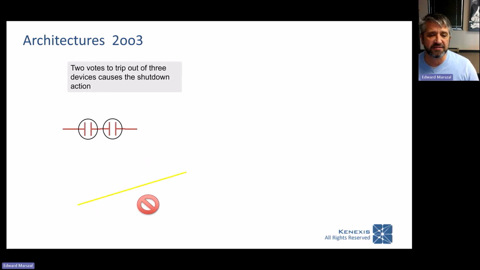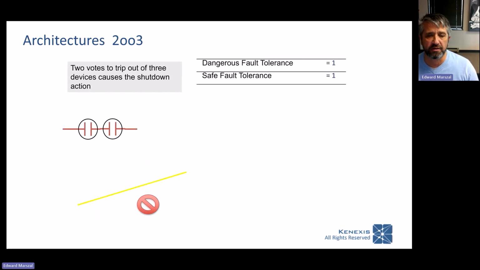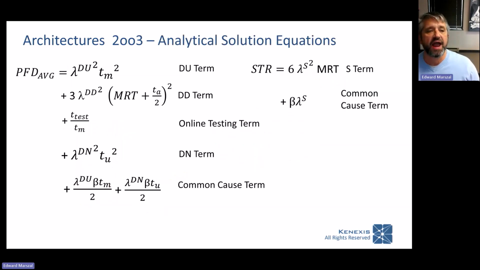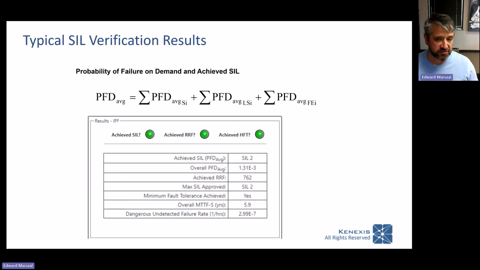2 out of 3 is kind of weird. I can't really describe it because it's basically 3 2 out of 2s or 3 1 out of 2s, depending on whether you're looking at safe or dangerous. But the interesting thing about 2 out of 3 voting, it doesn't give you 2 degrees of fault tolerance to anything, but it gives you 1 degree of tolerance to dangerous failures and 1 degree of tolerance to safe failures. And those are your equations.